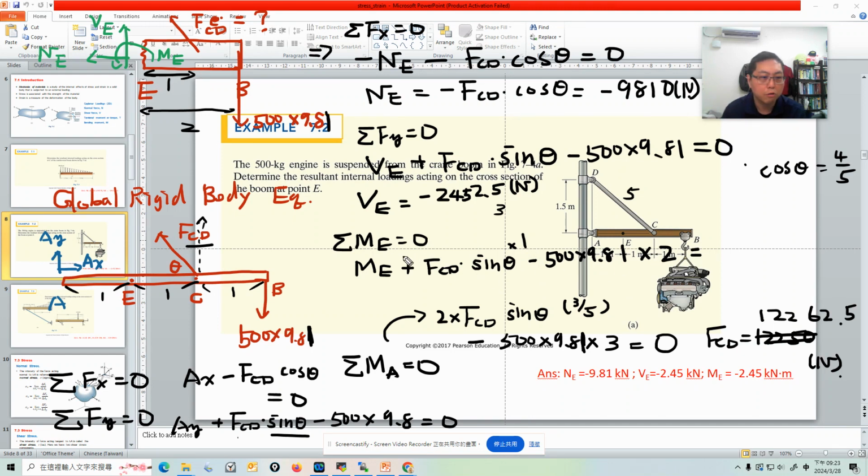So the total moment at E must be 0 because the whole system is a rigid body in equilibrium. Sine theta is about 0.6. FCD we know. So what's ME? Let's use our calculator: 62.5 times 0.6 and minus 500 times 9.81 times 2.